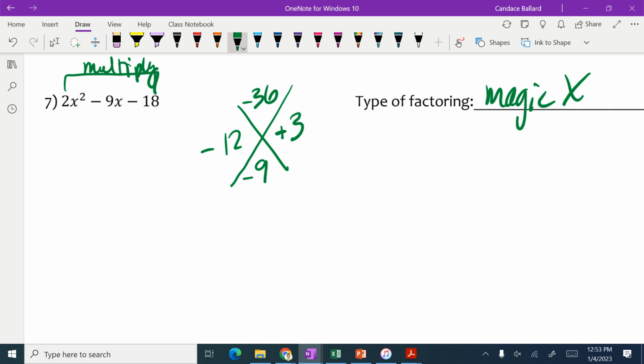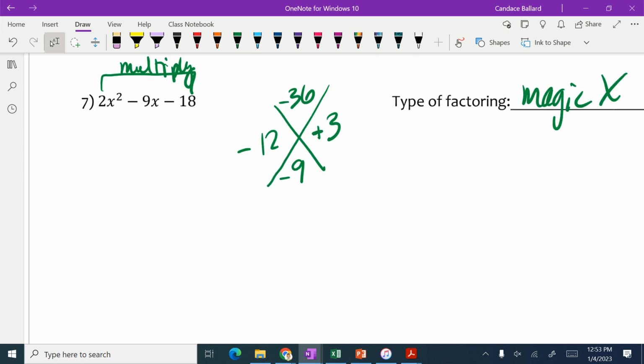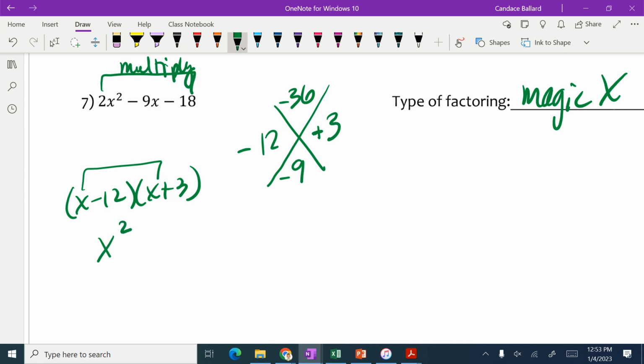So we know that it's a magic X. So I'm going to write something down. Do not copy it, but please watch, because you need to understand the why, especially if you weren't in here last semester. So the magic X, just like we did on the last problem, if I just write x minus 12 times x plus 3, if I went back to FOIL that out to check it to see if I got it right, what's x times x? x squared. Do you see how this and this no longer match? That means I need to do something else.